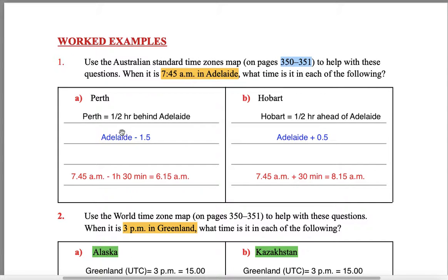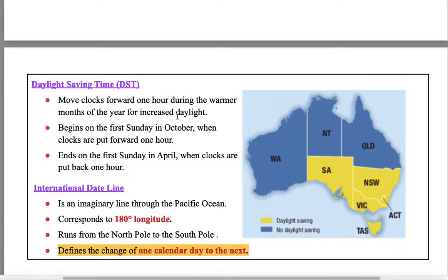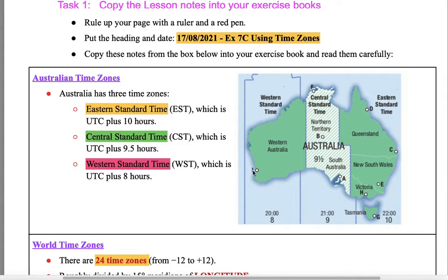So if I'm using that map, let's have a look at Perth and Adelaide. So it'll be in your book. I've got Perth, which is here, and I've got Adelaide, which is here. So Perth is actually in Western Australian time, which is UTC plus 8, and Adelaide is UTC plus 9.5. So the difference between those is actually 1.5 hours.